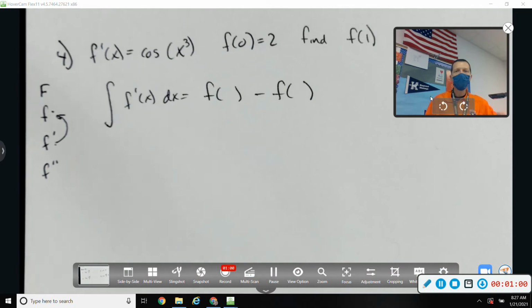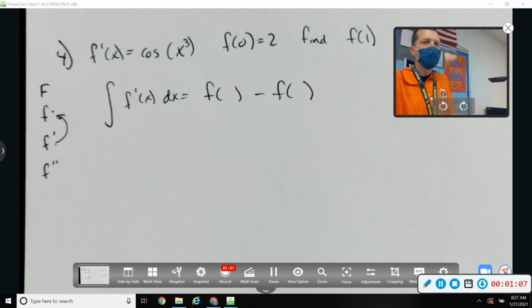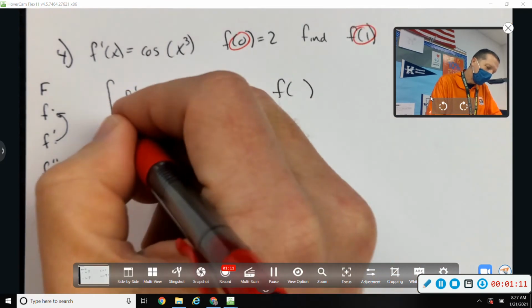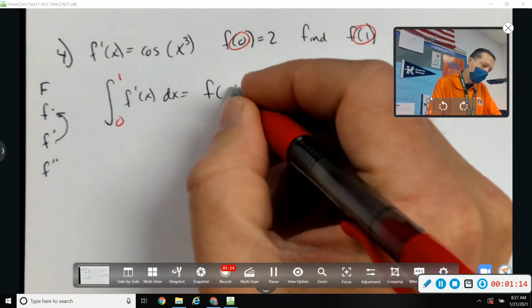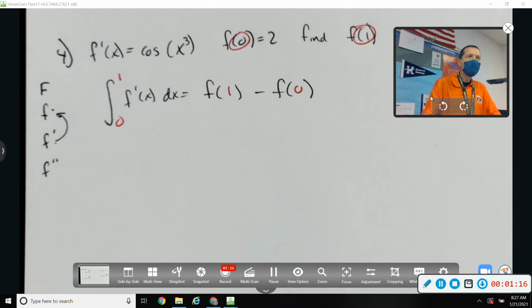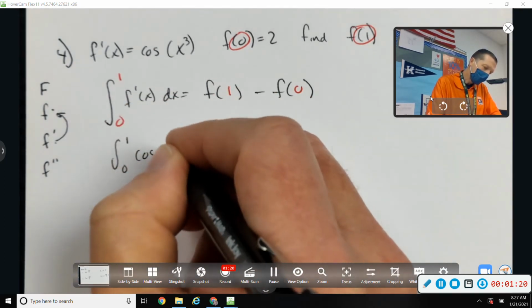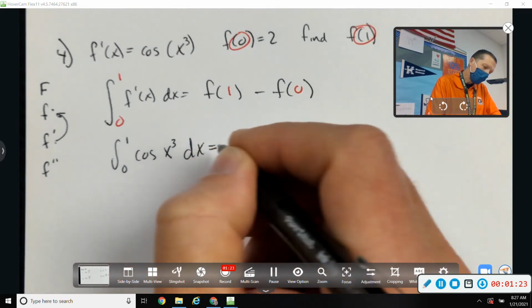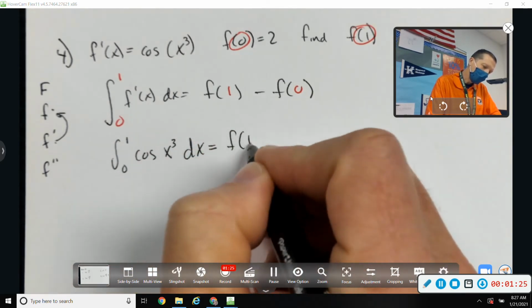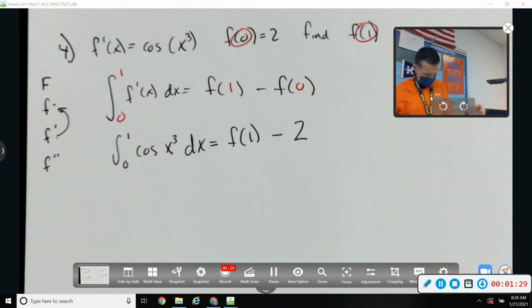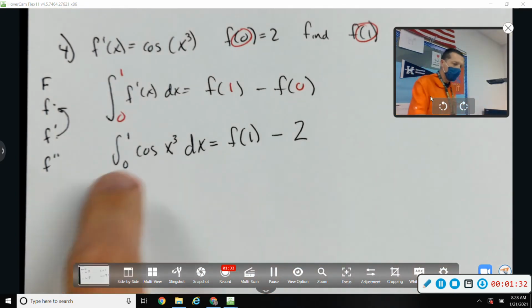But I need to know what x values I should use. So what x value should I use? 1 and 0. The only x values I've got in the problem. So 0 to 1 of cosine of x cubed dx equals, f of 1 is what we're looking for. f of 0 is 2. So 2 plus whatever that is.